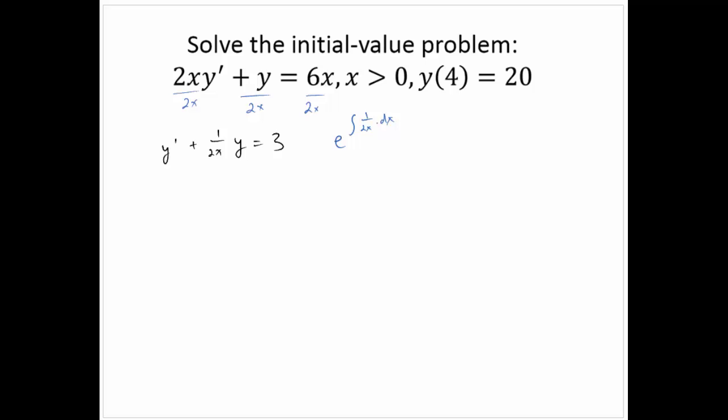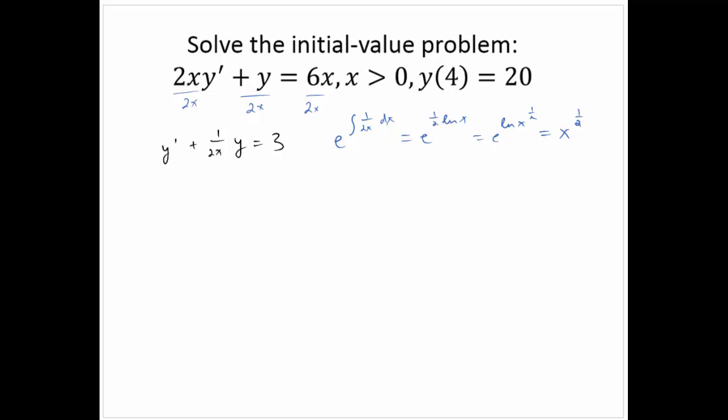All right, so let's see if we let u equal to 2x here. So that's 1/2 times 1 over x. So that's e to the 1/2 natural log x. And so that's e to the natural log of x to the 1/2. And so that's x to the 1/2. So that's the square root of x. Let me multiply through by the square root of x.